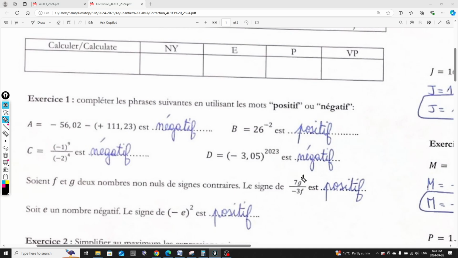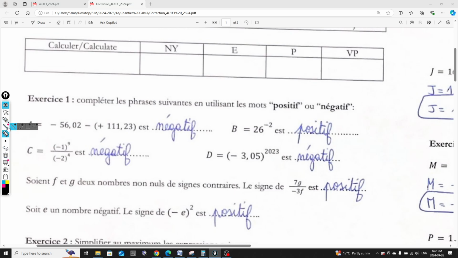Let's say that g is positive, and then we're going to say f is negative. Okay? So here, if I've got 7, which is positive, times g, which is positive, my answer is going to be positive. And down here, I've got a negative 3 times f, which we said was negative. So a negative 3 times a negative, that's going to give me a positive, right? We know a negative number times a negative number is a positive answer. So a positive divided by a positive is going to give you a positive answer. And you can try it backwards, with g being negative and f being positive. You're going to get the same answer there as well. It's still going to be positive.